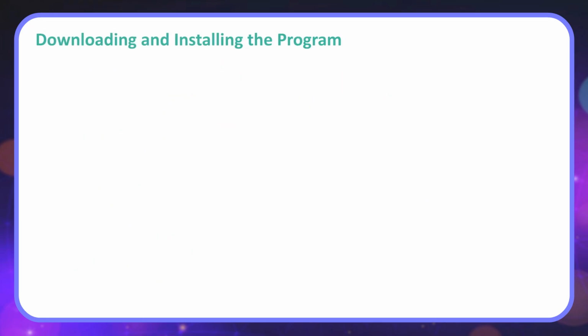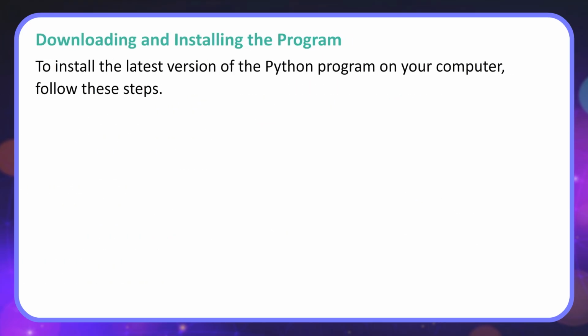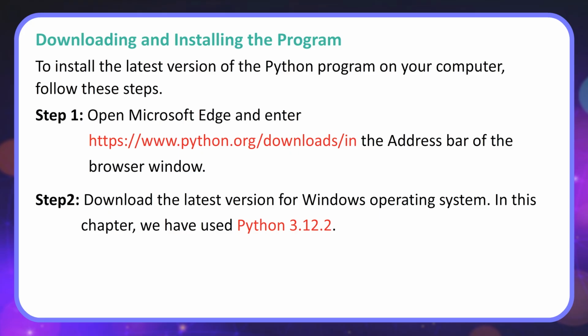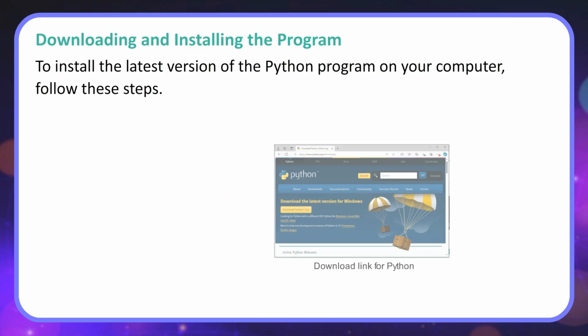Downloading and installing the program. To install the latest version of the Python program on your computer, follow these steps. Step 1. Open Microsoft Edge and enter https://www.python.org/downloads/ in the address bar of the browser window. Step 2. Download the latest version for Windows operating system. In this chapter, we have used Python 3.12.2.